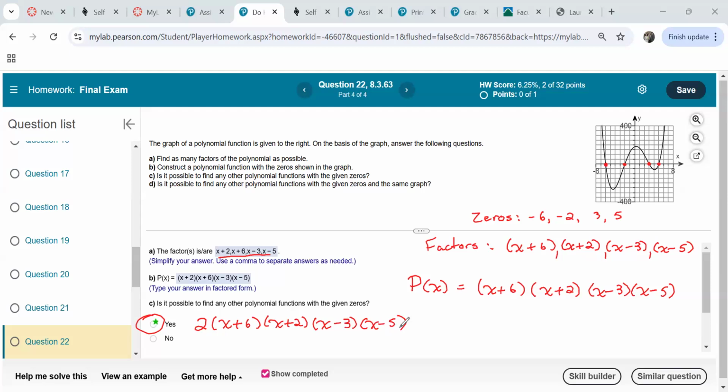Is it possible to find another polynomial function with the given zeros in the same graph? This would be a no, because if I had a different graph, like this one has a 2, what would happen is this would actually be an elongated function of this graph. So it wouldn't look exactly the same. So you can still write another polynomial function that would have the same zeros, but that doesn't mean it would match the same graph.